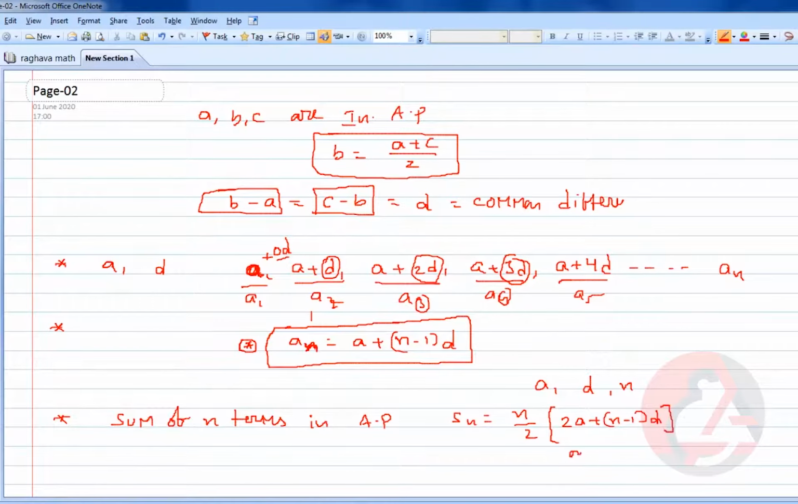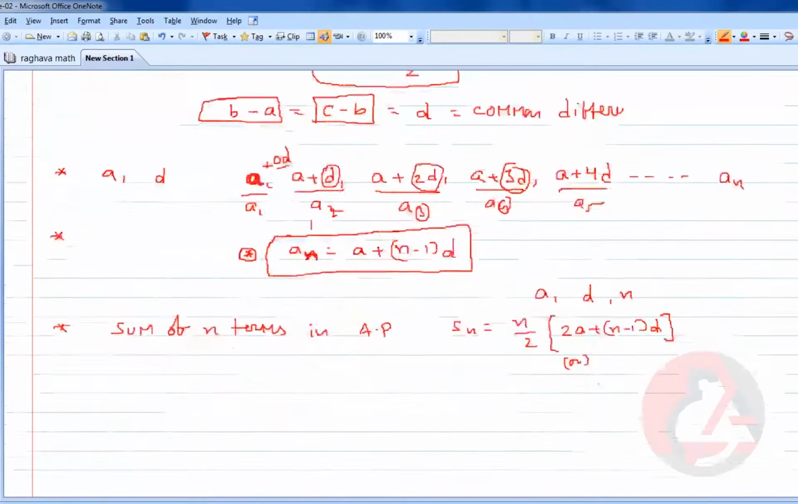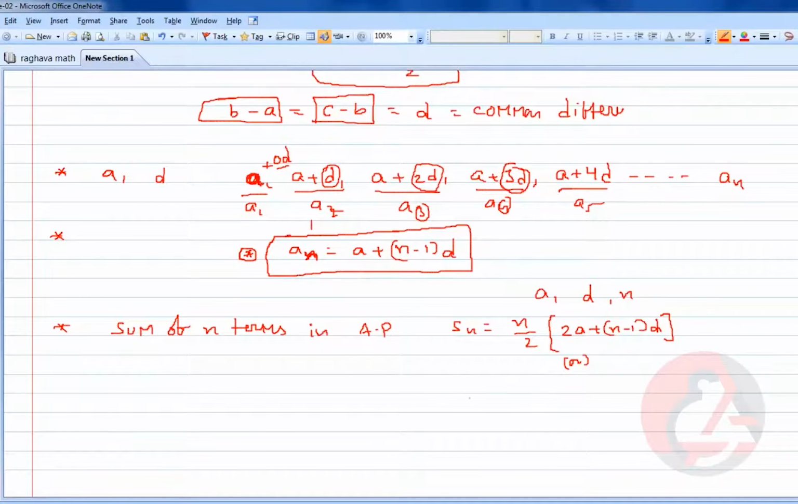Or if you know the first and last term, where the first term is a and the last term is l, Sn is equal to n by 2 into a plus l. This is an overview of the total arithmetic progression. From this we can solve different kinds of numericals.